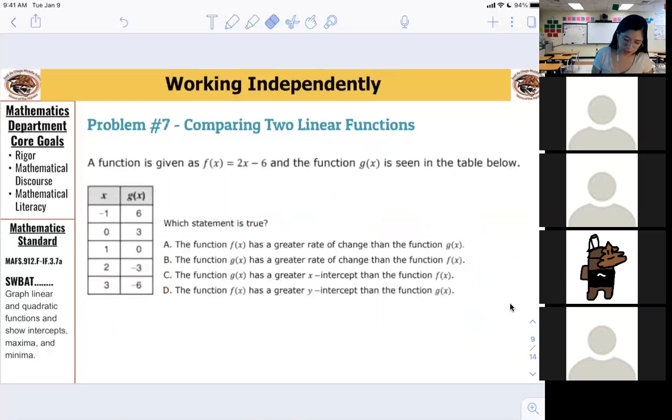A function is given as f of x equals 2x minus 6, and the function g of x is seen in the table below. So I have f of x and g of x, and I need to compare them. So what are all the things I need to know about both of these functions?